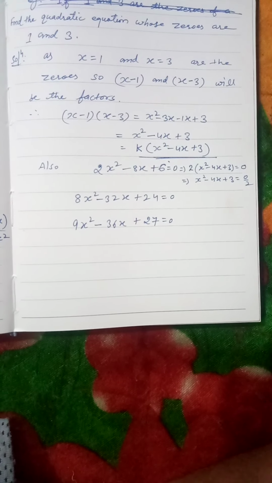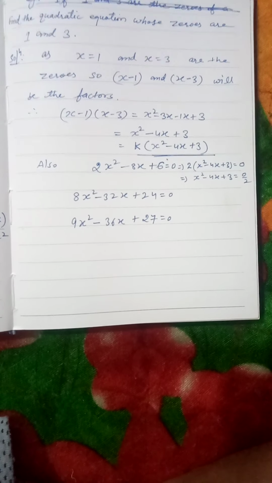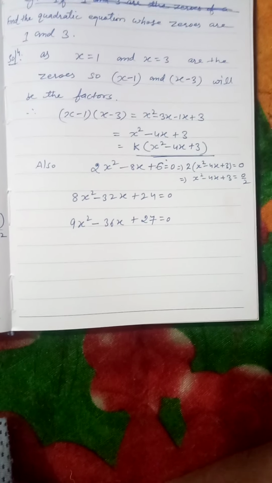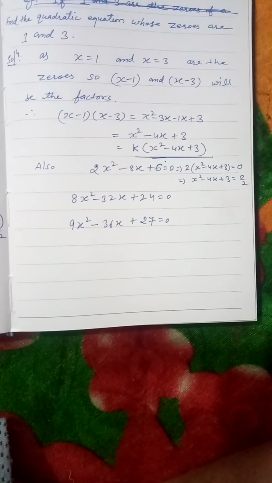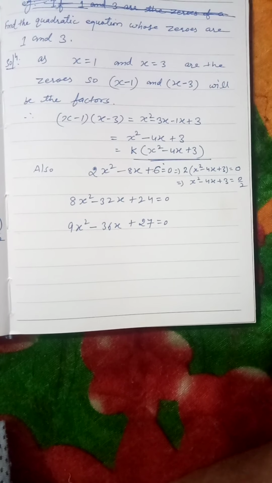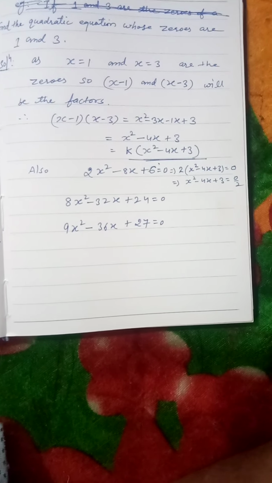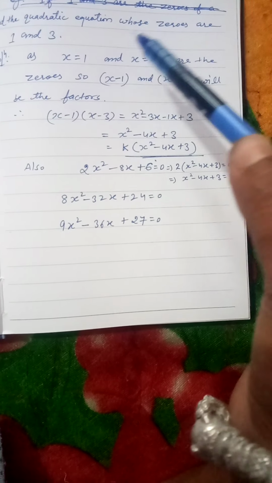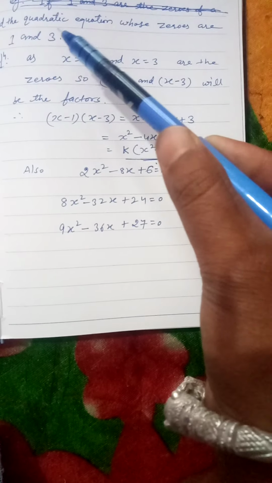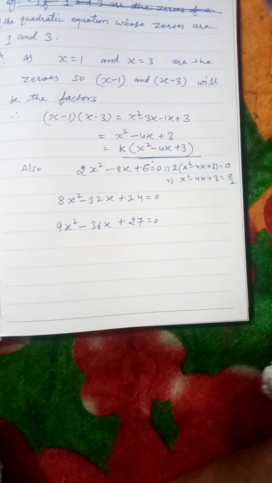Hello students, today we will discuss the relationship between zeros and coefficients of a quadratic equation. Before the derivation of the relationship between zeros and coefficients, we will discuss one example. Let's say: find the quadratic equation whose zeros are 1 and 3.